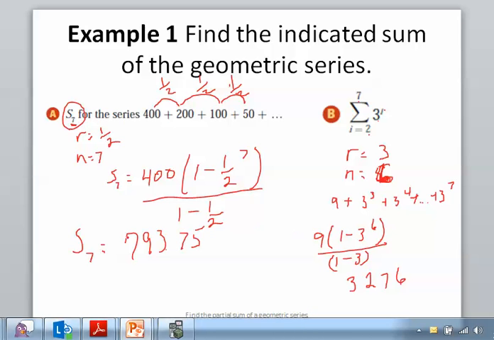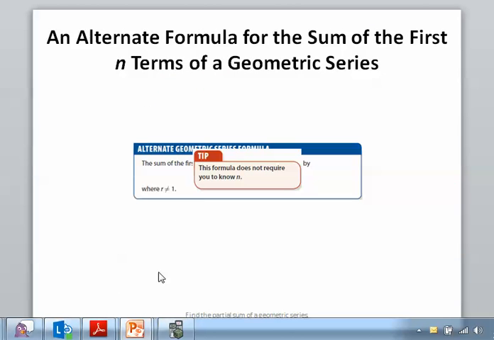I hope everyone's seeing how I'm using those formulas. I would much rather use the formulas than try to add them up.